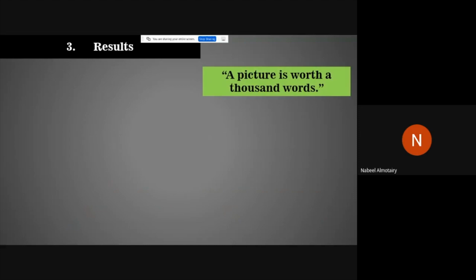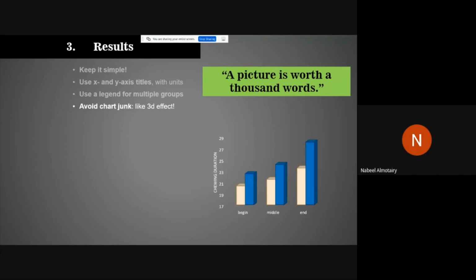So for the figures, it's really important that you keep it simple. And it's also important to use the X and Y axis titles with the units, and use a legend for multiple figures. And it's also important to avoid chart junk. What we mean by chart junk is things like 3D effects, or excessive coloring in the figures. So for example, if you see this figure, it has the 3D effect. When you try to see the lines and what the data mean, for example, is it here or is it there? It's a bit confusing for the readers.